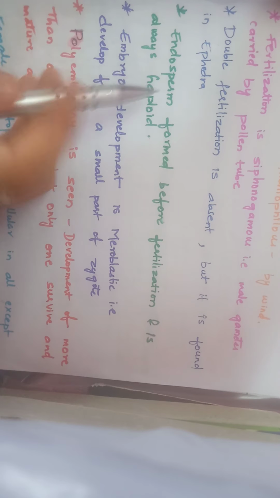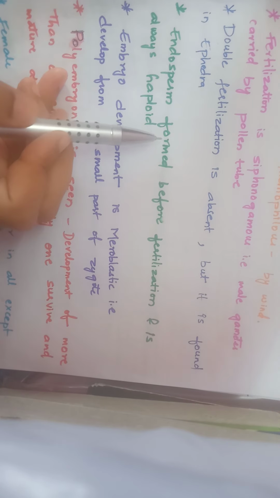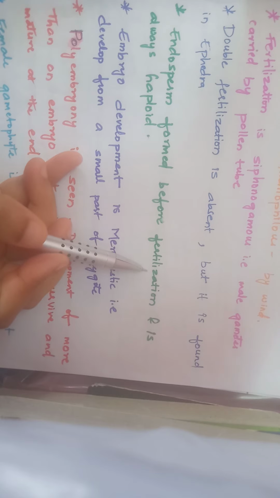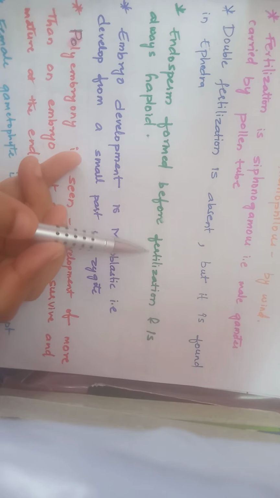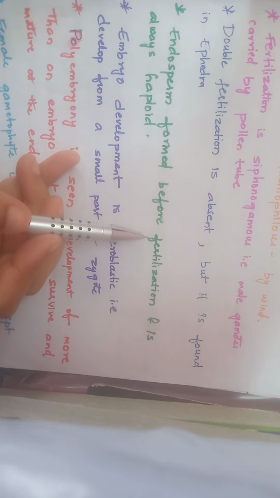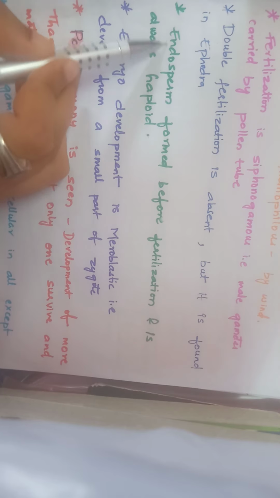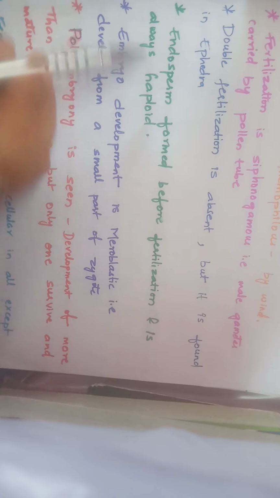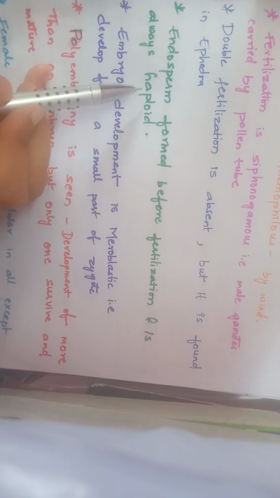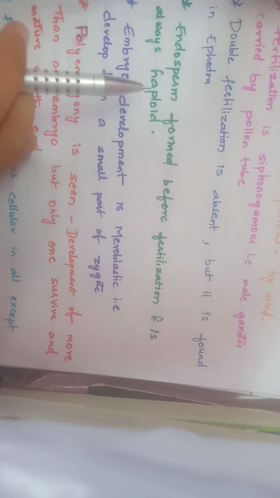Then coming to the next, here endosperm is formed before fertilization, because there is an absence of double fertilization. It means that there is no fusion between a second male gamete and the secondary nucleus, so there is no formation of endosperm after fertilization. So here the endosperm develops before fertilization only, and it is always haploid, meaning it has a single set of chromosomes.